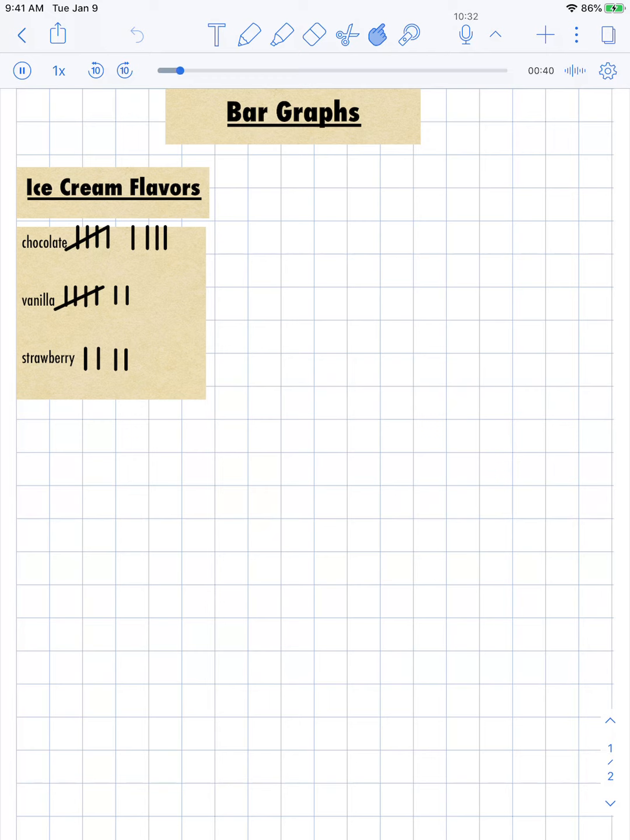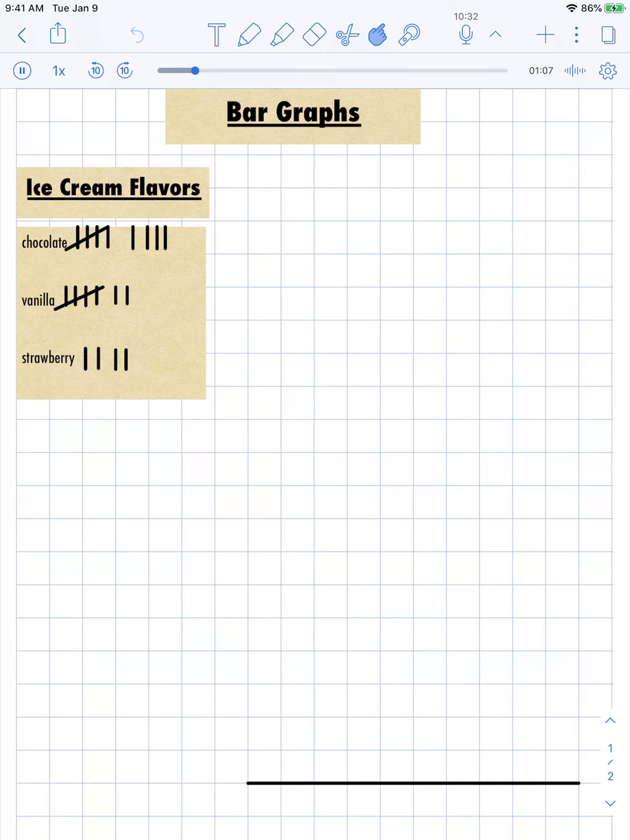So now I want to learn how to put this information into a bar graph. So the first thing I have to do is to draw my bar graph. So that's the very first thing. I'm going to start down here at the bottom of my page. And I'm going to draw what's called the x-axis. It is the horizontal line on your graph. So I want to do that.